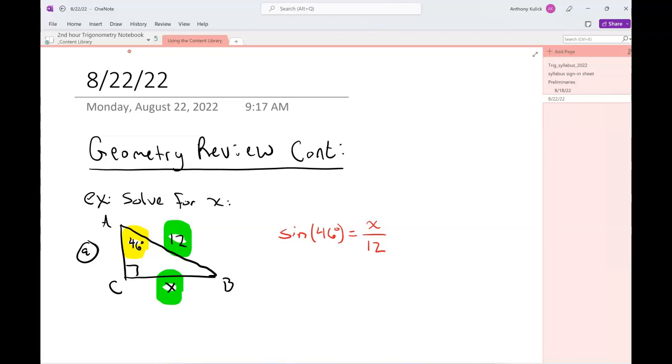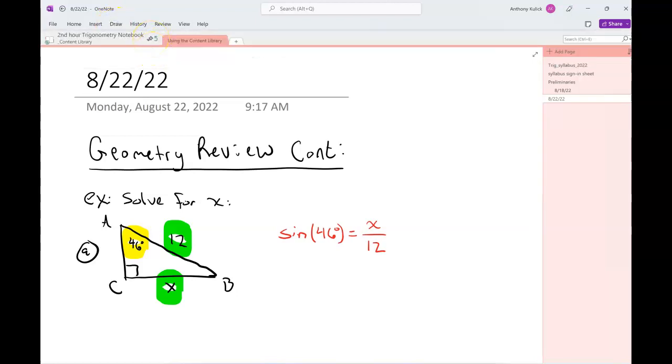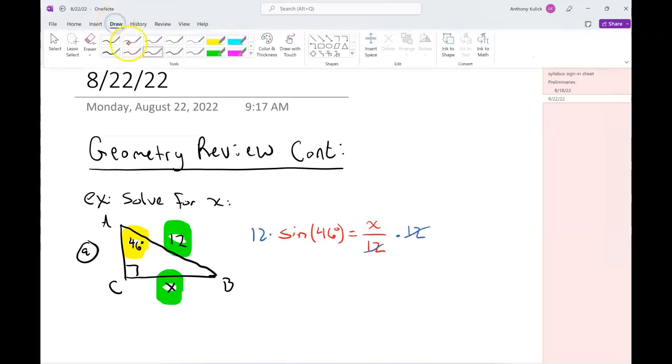So if I want to solve this equation for x to get the x by itself, what's the first thing I should do? Multiply both sides by 12 over 1. Great. We'll multiply both sides by 12 over 1. I'm just going to write it as 12 because it's the same thing, right? That's going to cancel with the 12 in the denominator.